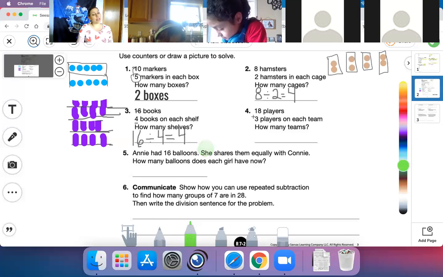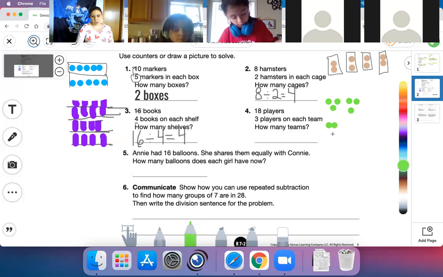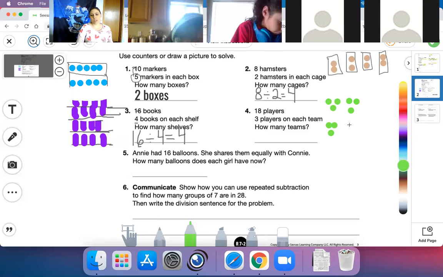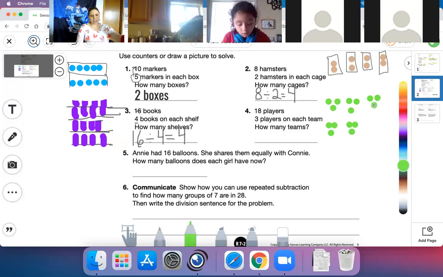So I've got 18 players and I can put 3 players on each team. So let's say Miss Walters is doing PE and she says, okay, 1, 2, 3 of you, you're on this team. 4, 5, 6, you're on another team. 7, 8, 9, you're on a team. 10, 11, 12, you're on a team. 13, 14, 15, team. 16, 17, 18, you're on a team. How many teams can she make?